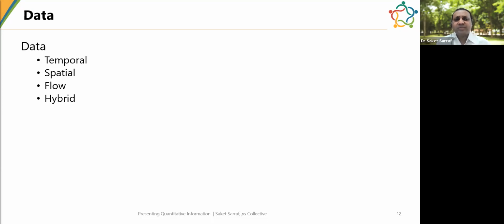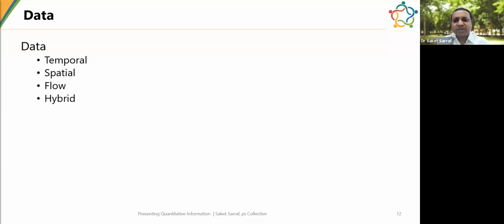Similarly for flow, right? So how does energy flow through the building? It comes from somewhere, it gets absorbed, it gets cooled, it gets thrown out of the building, or how does water flow through the building, and so on. And so if you're looking at flow data, then you will have a different set of visualizations. And then hybrid is a combination of one or more of these.